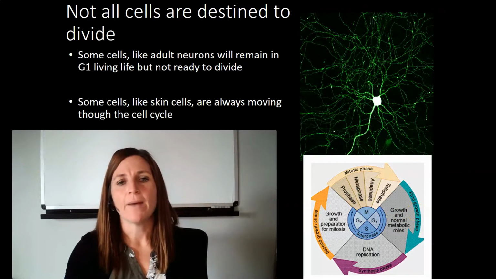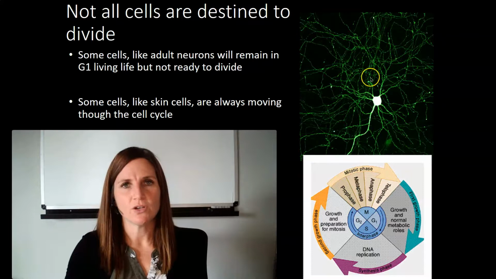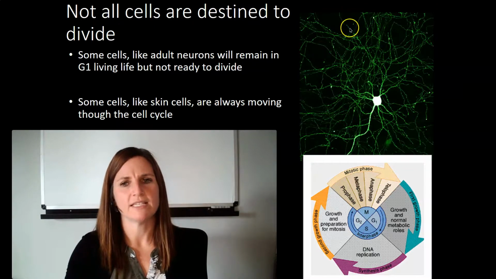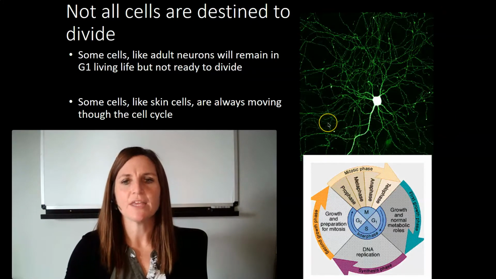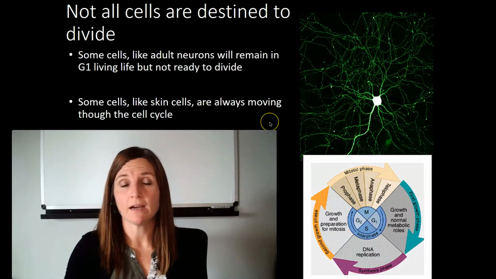Those cells might be something like this neuron here. So this neuron, everything in green, is this one cell. And so you can imagine that this one cell, if it divided, probably wouldn't be able to make all of these intricate connections again. And so because of that, this cell would not continue to divide. But we will start back here and talk more about that when next we meet.